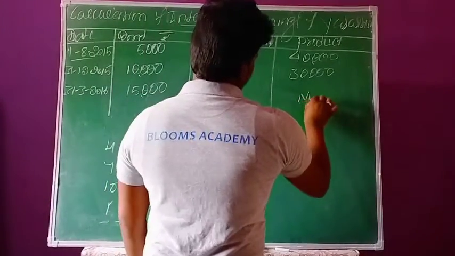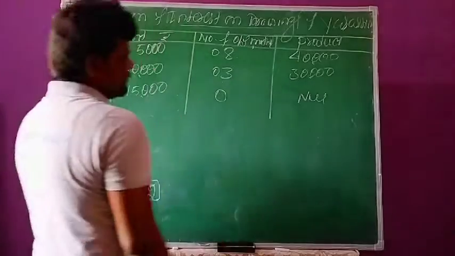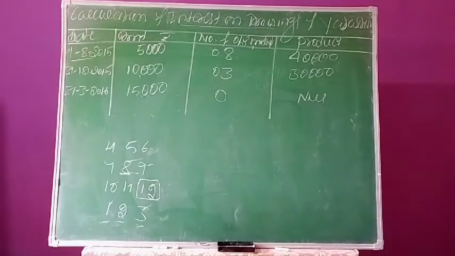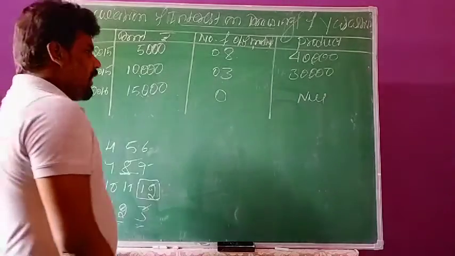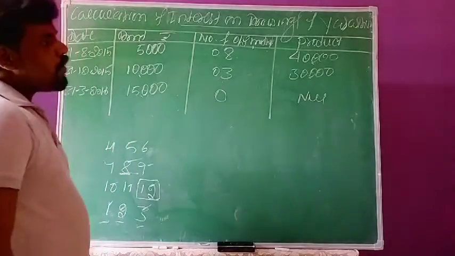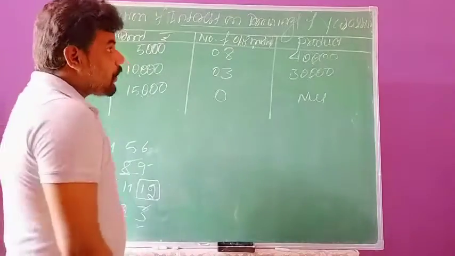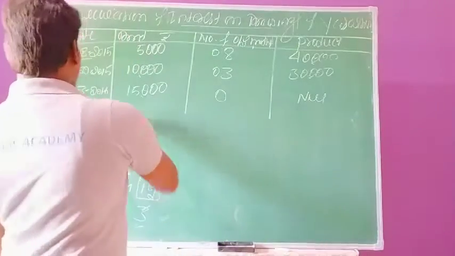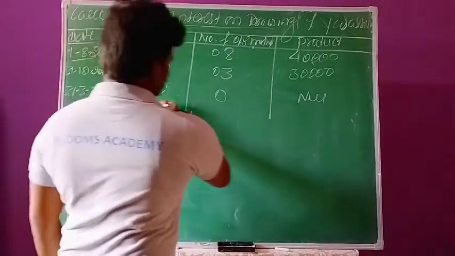So we just record nil. No need to write the values because they withdrew at the end of the month, right? That's why no need to record the outstanding period. So this is the calculation. Now we need to ascertain the total product. So here, total product.